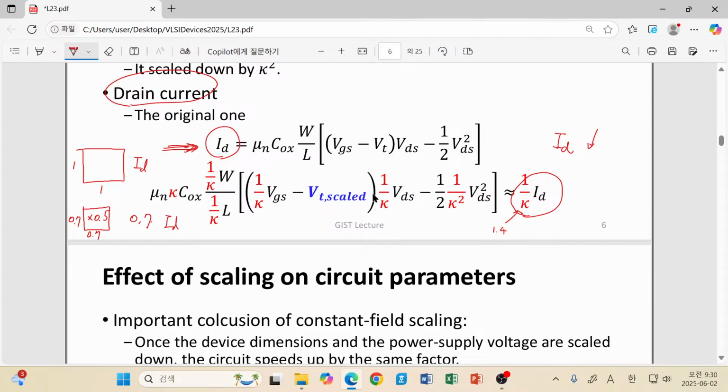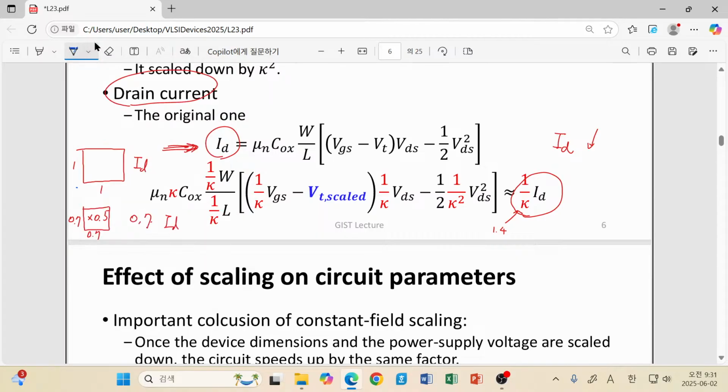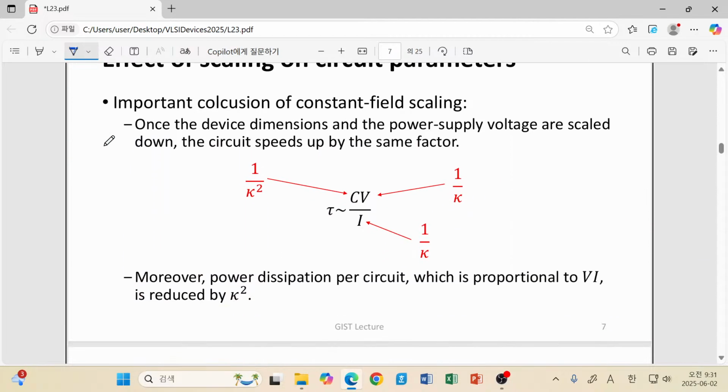Actually, it's not, because this is a length scale and this is a width scale. So the width is scaled by 1 over kappa. If we normalize it by its width scale, then the drain current normalized by its width is kept as before. So this is quite a good property.